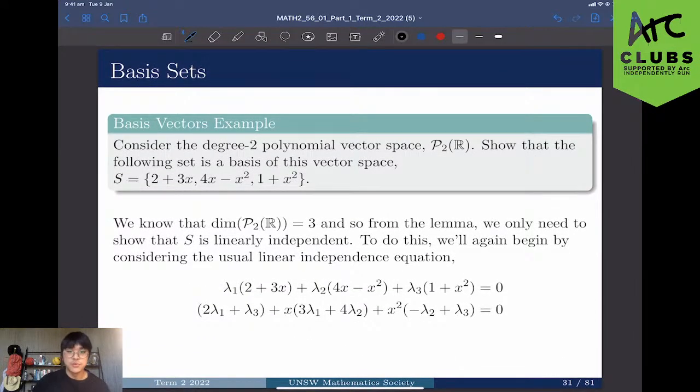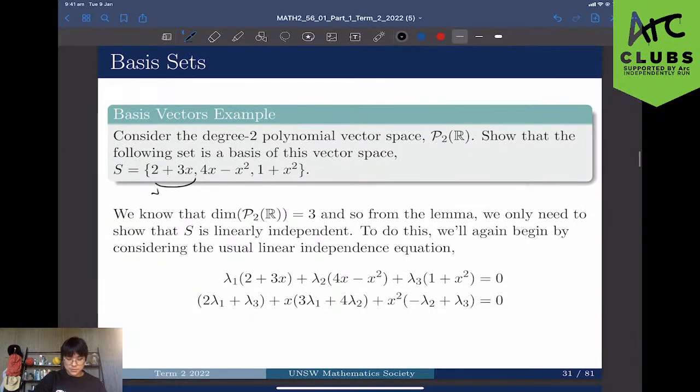And yeah, so we've already done a linear independence question. To prove that this set is linearly independent, we just find a linear combination of the set elements and set it to 0. And we have to show that these scalar values are equal to 0.